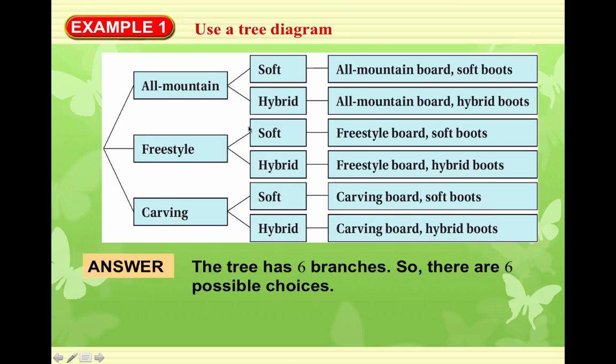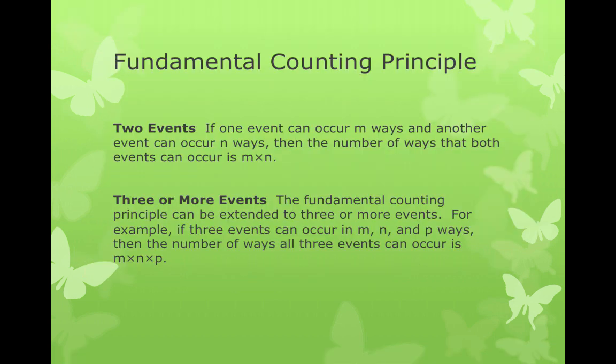Sometimes the tree diagram is really helpful, but what if we had 100 different choices for the first one and 27 choices for the second one? We would have a huge tree diagram, so it wouldn't be very efficient. So we use the fundamental counting principle, which basically says if you've got 2 events and there's m ways to choose the first one and n ways to choose the second one, you just multiply m times n. If you have 3 or more events, you just keep on multiplying. So if we had m options for our first choice, n for the second, p for the third, we would do m times n times p, and so on.